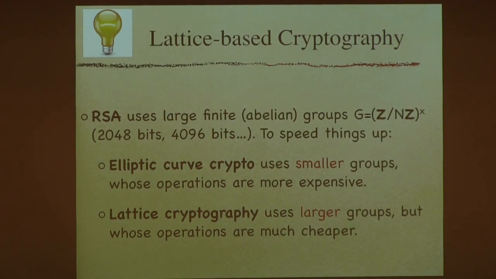That's exactly what happens with elliptic curve cryptography. We use smaller groups whose operation is more expensive, but overall, because we select smaller groups, we are still faster. Lattice cryptography does the opposite. Instead of choosing a smaller group, it's going to use a bigger group. But the operation is going to be much cheaper. It's going to be additions mod some integer, for instance. So this is the secret of lattice cryptography: using larger groups than RSA, but with cheaper operations.